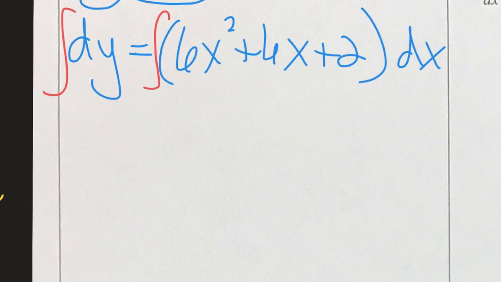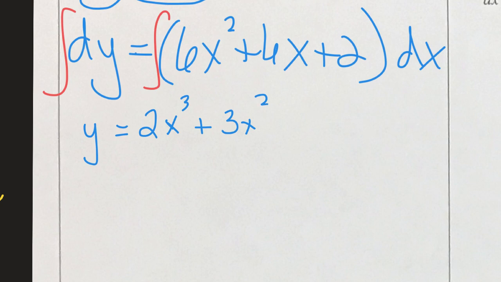So we'll integrate here. The integral of dy is y. And over here we have x cubed divided by 3, so this becomes 2x cubed plus 3x squared as the antiderivative of 6x, plus 2x as the antiderivative of 2, plus c.